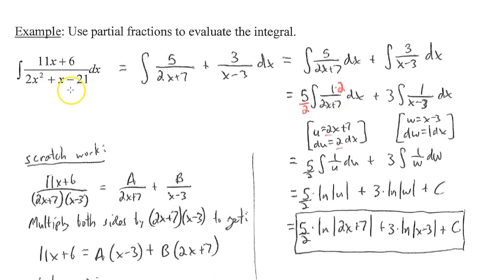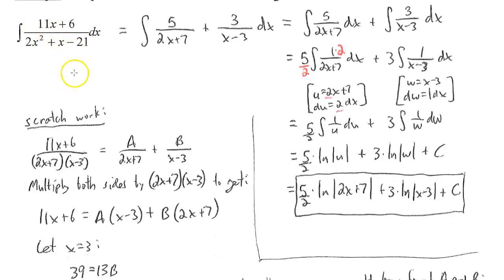Okay, now let's do another example. So let's use partial fractions to evaluate this integral. Okay, we have 11x plus 6 over 2x squared plus x minus 21. Now, if you try u substitution, it's not going to work so well. For example, if we let u be the denominator, the du would be 4x plus 1. But we don't have a 4x plus 1, we have an 11x plus 6. And it's not like 11x plus 6 is just some multiple of 4x plus 1. So let's use partial fractions to do this.